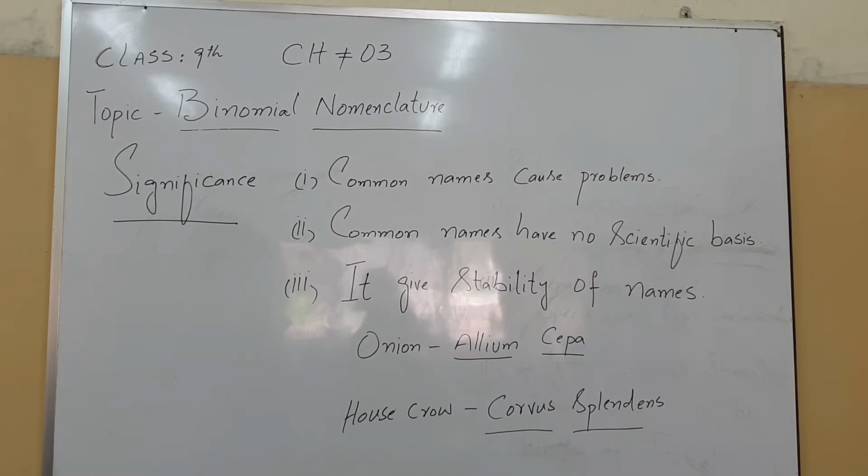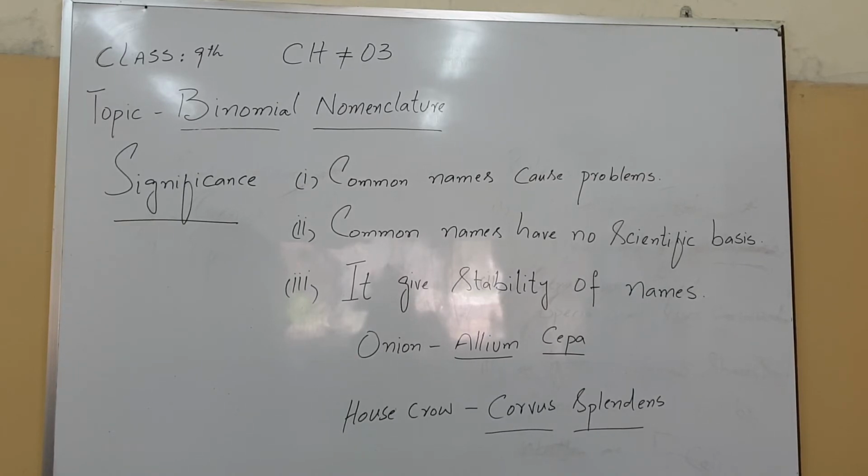So scientists came up with a solution: they recognized an international system of naming, and that is binomial nomenclature. It is an international system in which a species is given a two-part name, and that will be recognized throughout the world internationally.